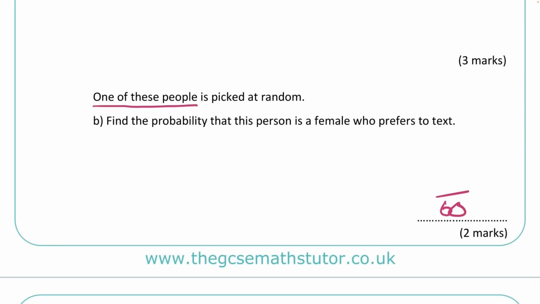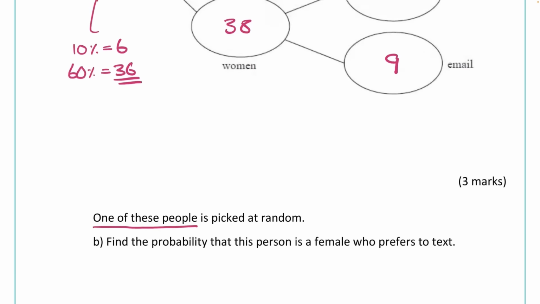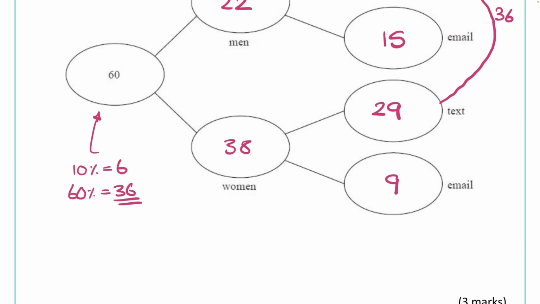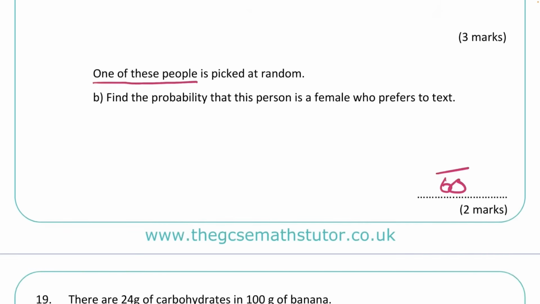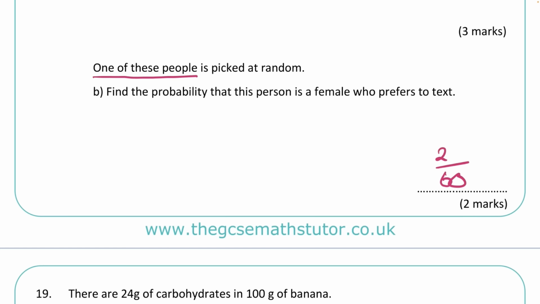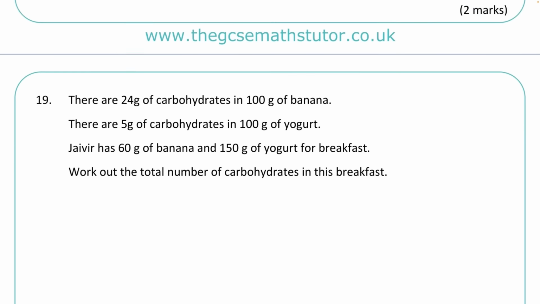To find the probability this person is a female who prefers to text, well, there we go. There are the females who prefer to text. That is 29 out of 60. So 29 out of 60. And there we are. There's our final answer. And there we go. There's some probability from a frequency tree.